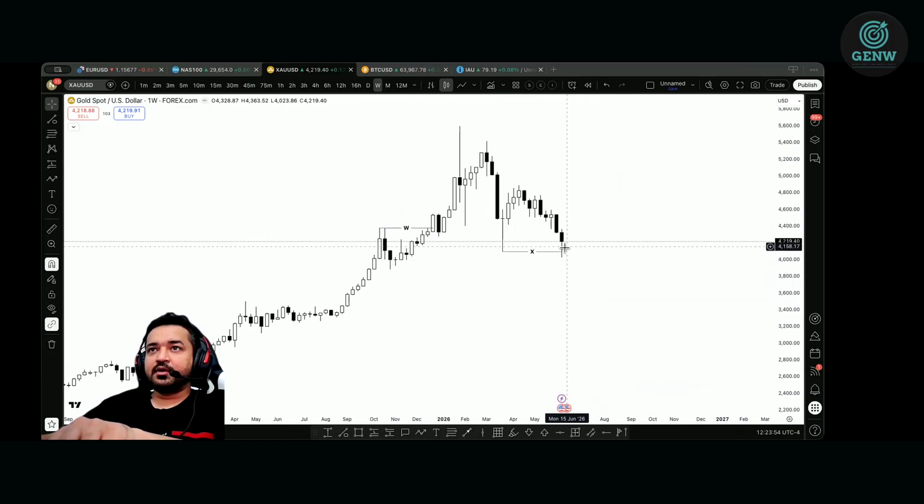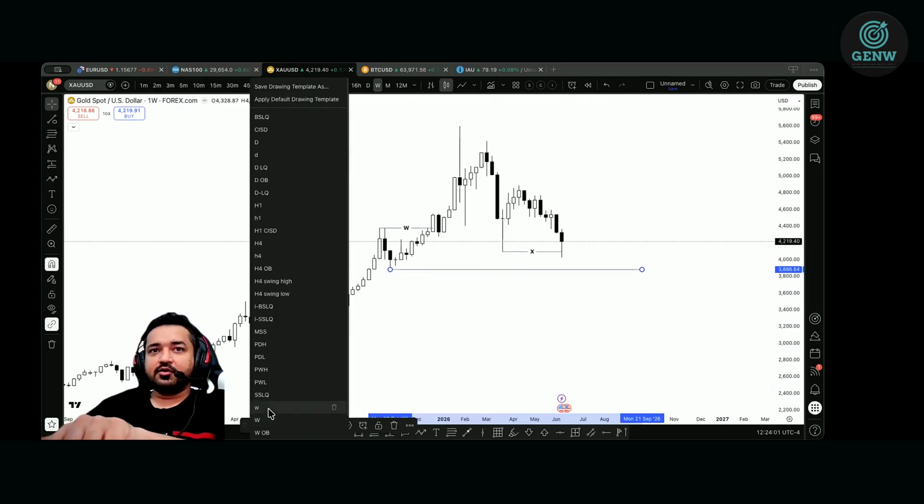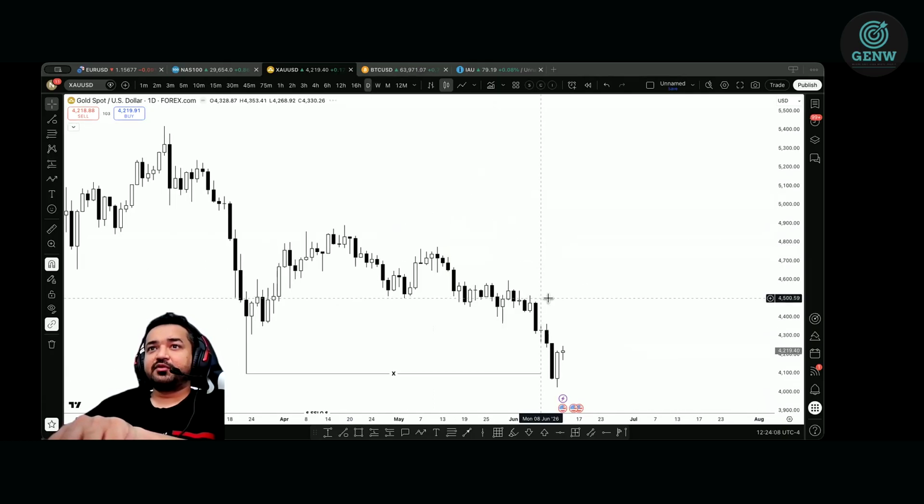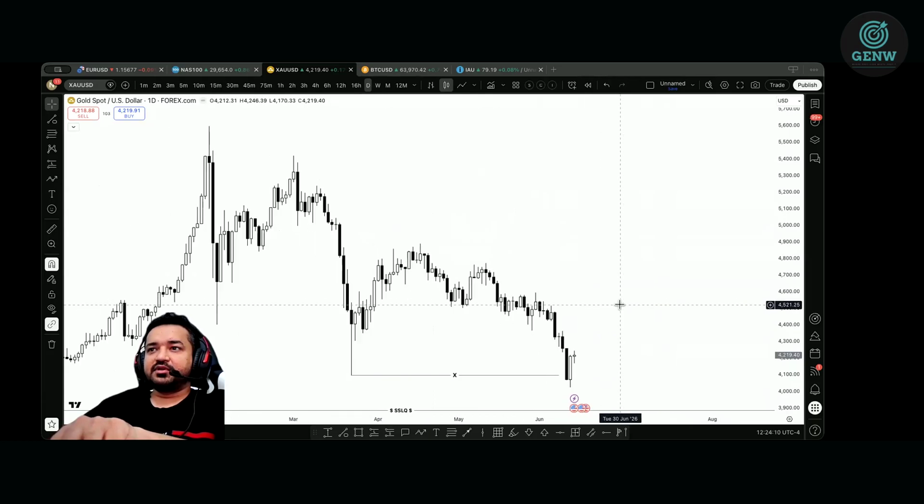I wouldn't say so. Price can still continue to head lower because there is this sell side liquidity which price has not taken out, which is the weekly low. Now, if this weekly structure has to hold, this price can reverse from here. But if we look at the daily time frame, what do we see?